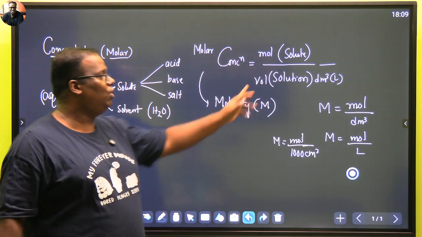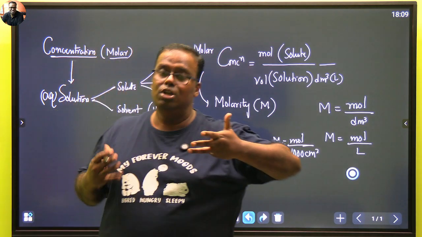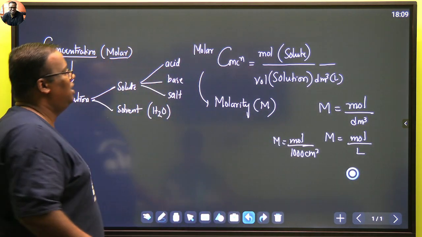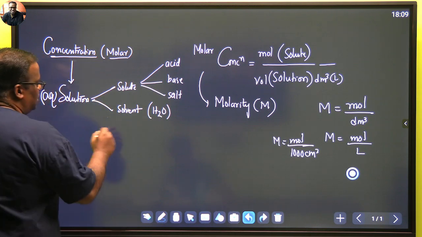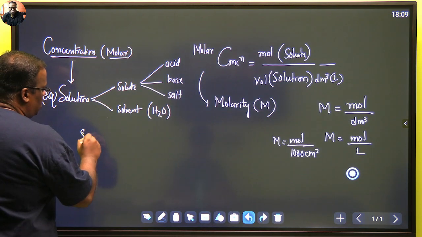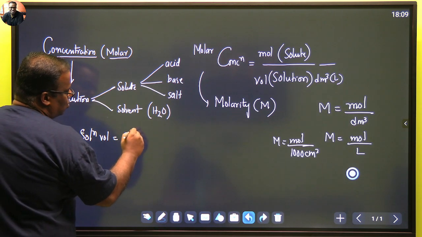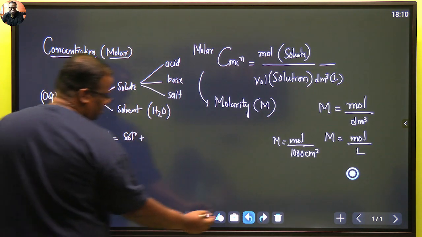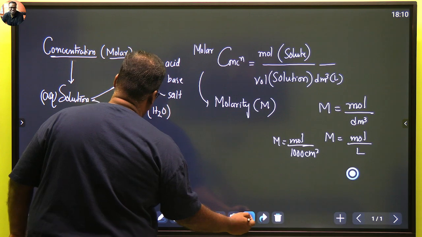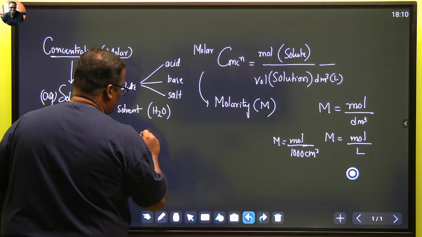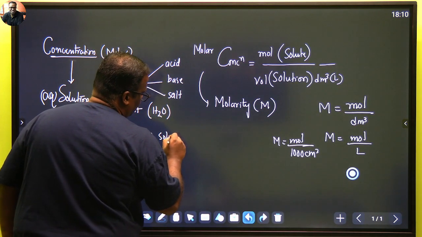Achha, how do you find the volume of solution? Volume of solute plus volume of solvent. Right? It will not be made so complex for you. So, the solution volume is always equal to the solute volume plus the solvent volume.